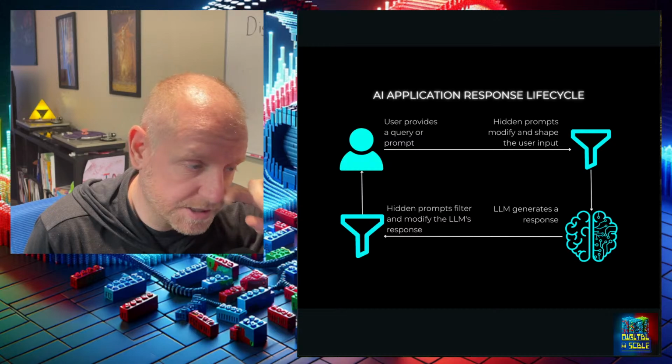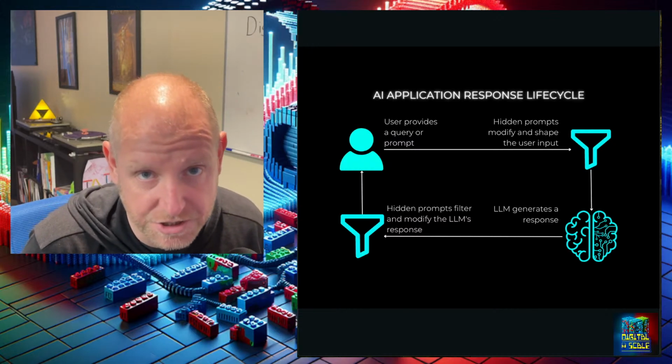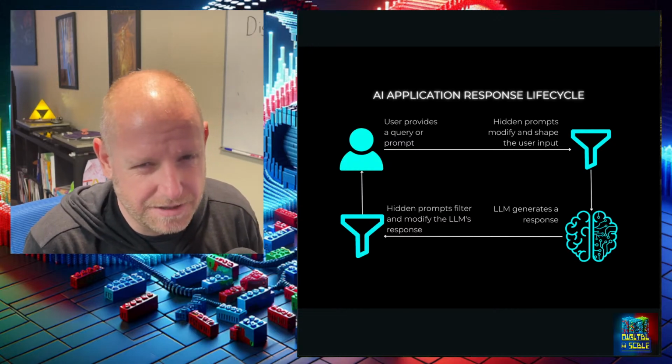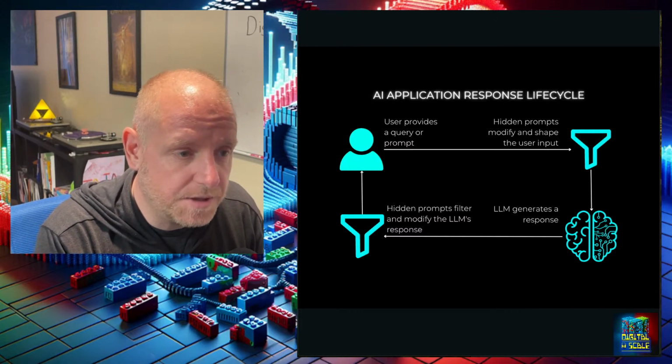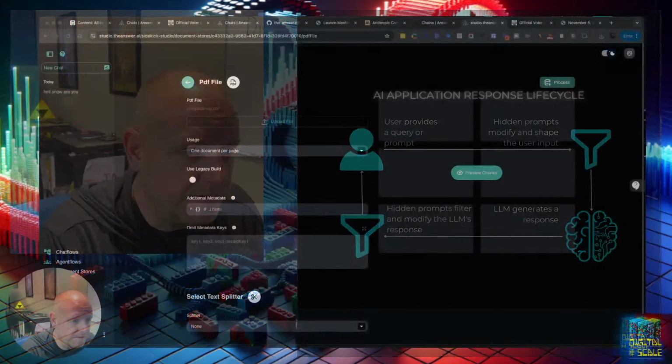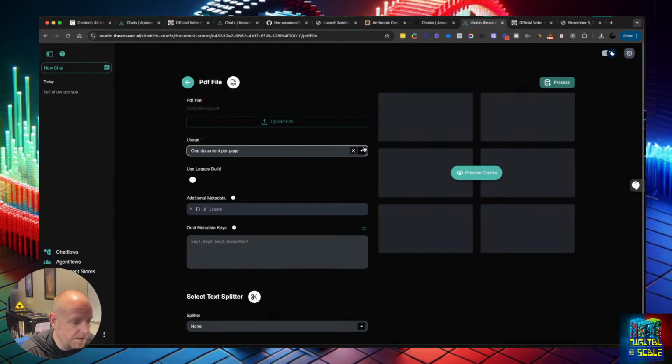We could on some of these models, but it's going to cost you a lot for every chat. It's not really efficient. So you have a couple of options here. You have one document per page or one document per file. So here you can say one document per page or one per file.